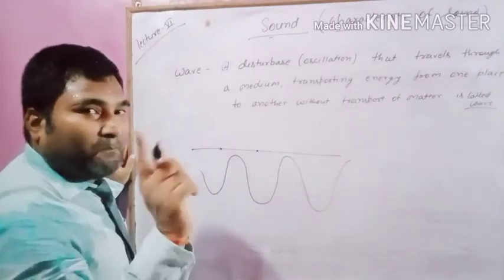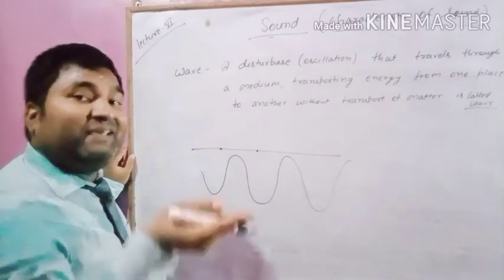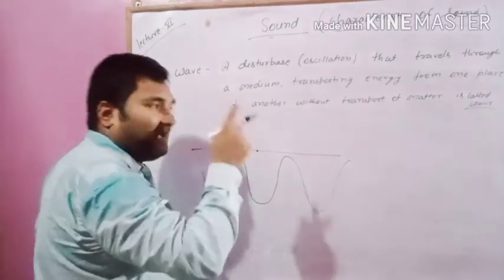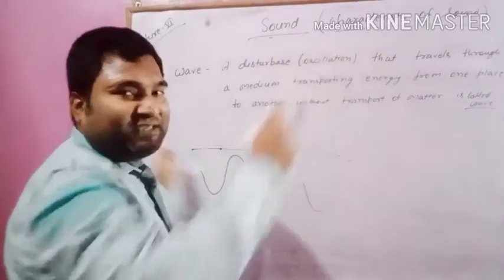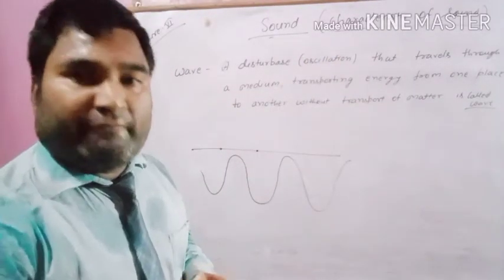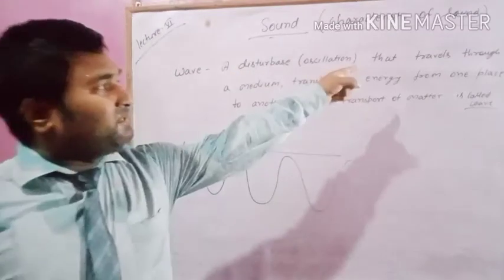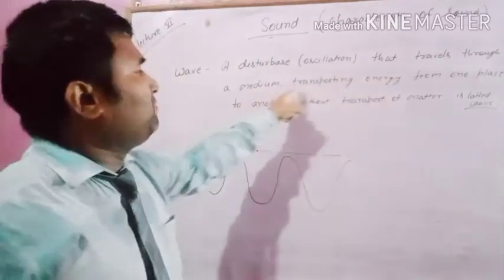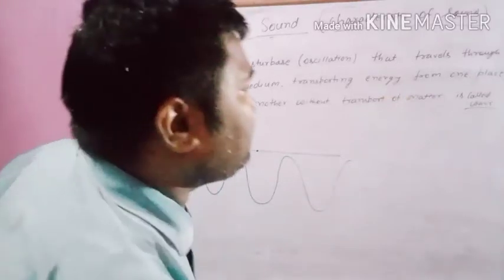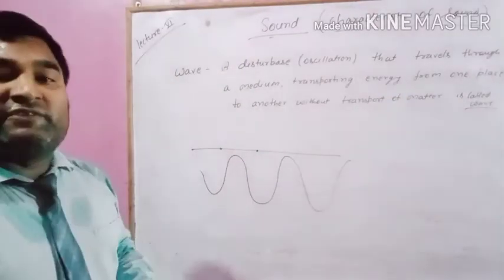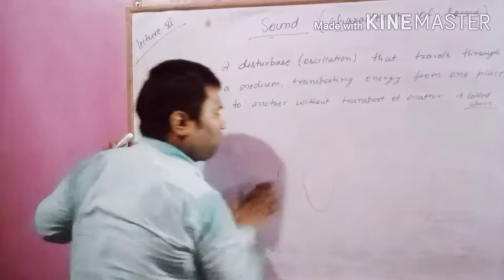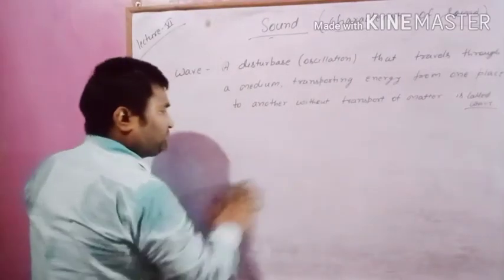It means matter is not traveling, only energy is traveling, and that loop that you have seen, that is called a wave. Okay, the disturbance or the oscillation that travels through a medium transporting energy from one place to another without transport of matter is called a wave.